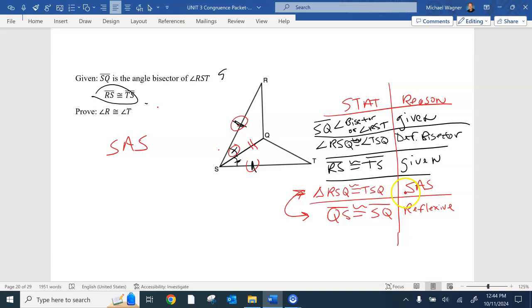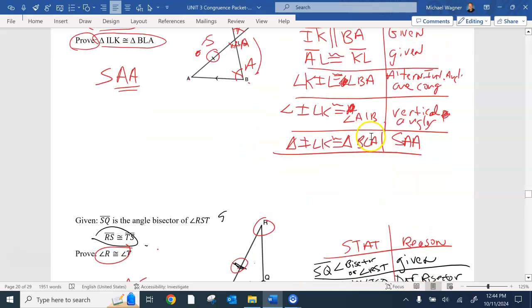Finally, how can we say that these angles, R and T, are the same? Well, take a moment to think about what allows you to make conclusions about parts of triangles when you know that the whole triangle is congruent. Both triangles are congruent. Anybody remember that? Okay. Angle R is congruent to angle T because of CPCTC, corresponding parts of congruent triangles are congruent. Once we know these two triangles are congruent, every corresponding side or angle is going to be congruent. Okay, so that's how you can put together the full proof.